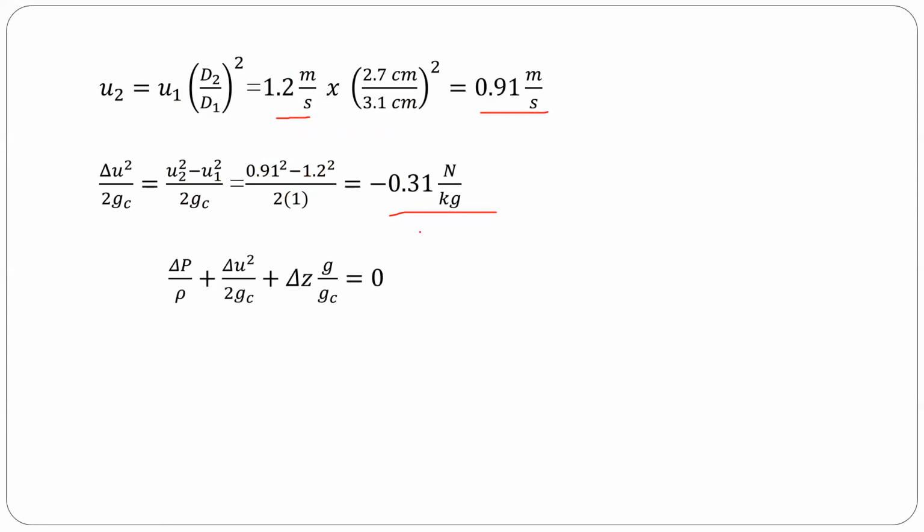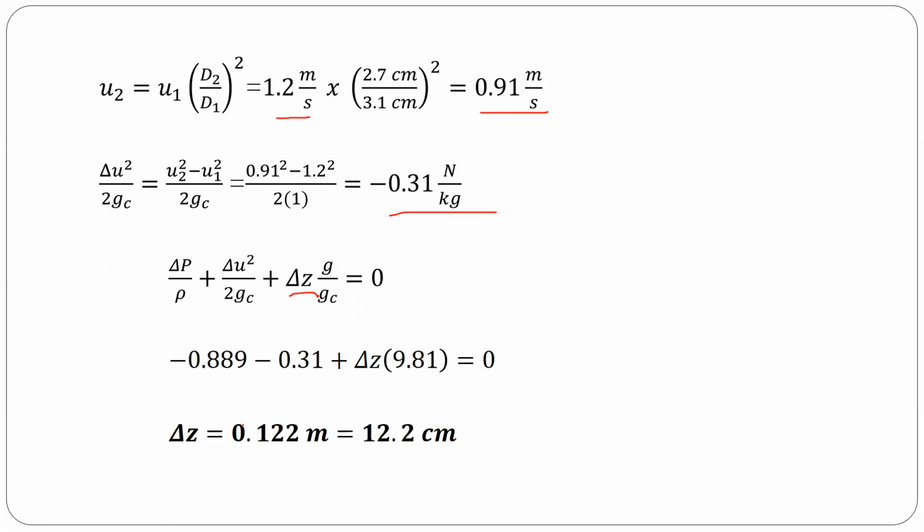Now, going back to our working equation, Bernoulli's equation, plugging in the values we have calculated already: the pressure term is negative 0.889, and the kinetic energy term is negative 0.31. Delta Z is what we're looking for, the height difference between the two points. G over gc is 9.81. Therefore, we can calculate delta Z, or the height, to be 12.2 centimeters.